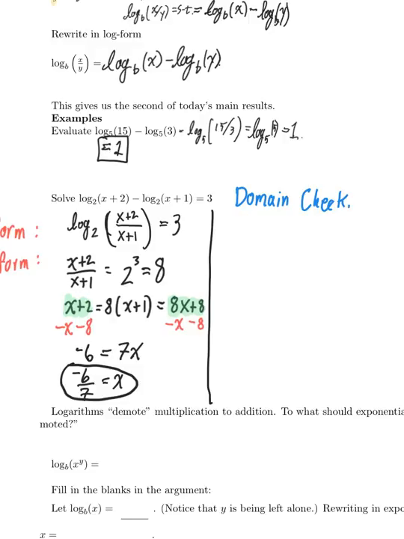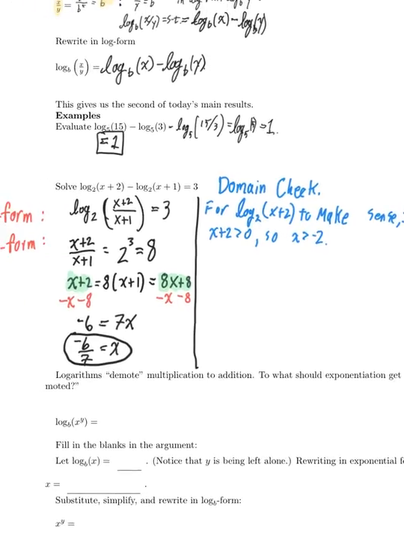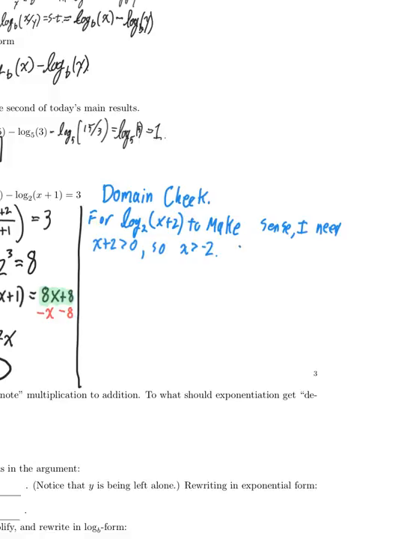So I'll write it out in more words than I would often do to explore all the details. So let's see, for log base 2 of x plus 2 to make sense, I need x plus 2 bigger than 0, so I need x to be bigger than negative 2. Well, let's see. Negative 6 over 7 is bigger than negative 2. I'm fine. Rather, there's no problem yet.